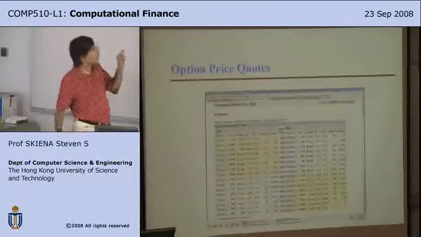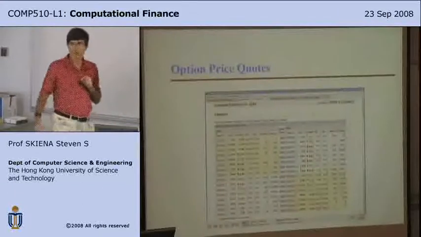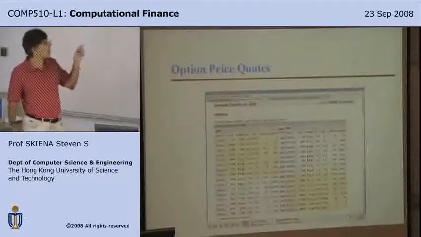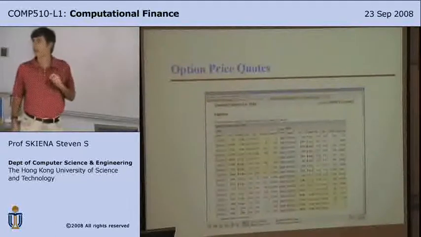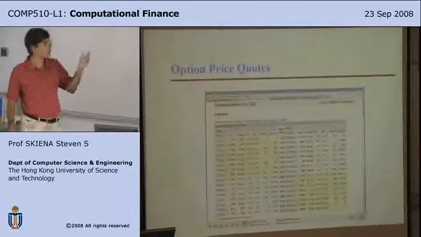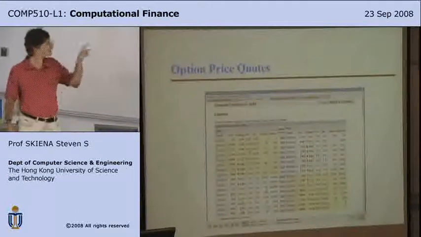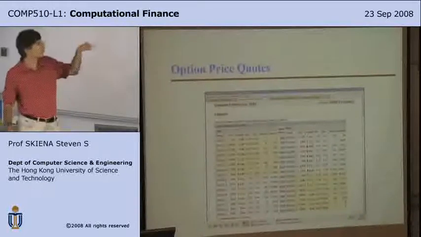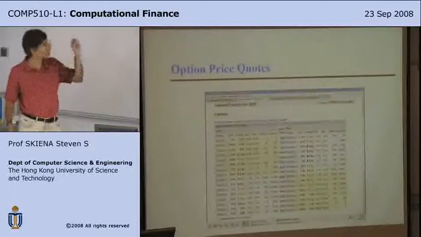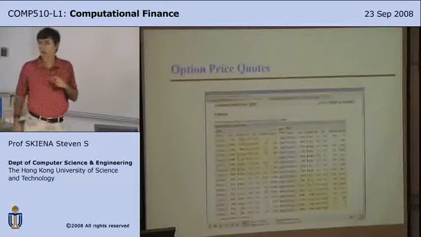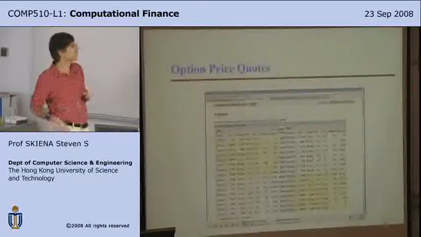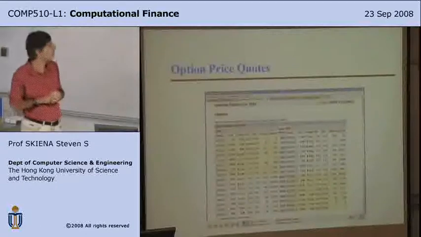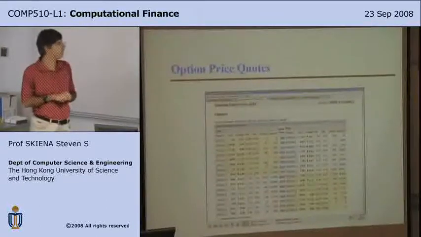Yahoo Finance actually has one of the better online finance sites. If you go to finance.yahoo.com, you can get prices on all kinds of different stocks. And here are prices on options you can get from them. It should be relatively easy to find. You go to your favorite stock page, and there's a window there for options. When you go there, this is a representative options price quote page. And it's probably interesting to look at what you see here and what it means.